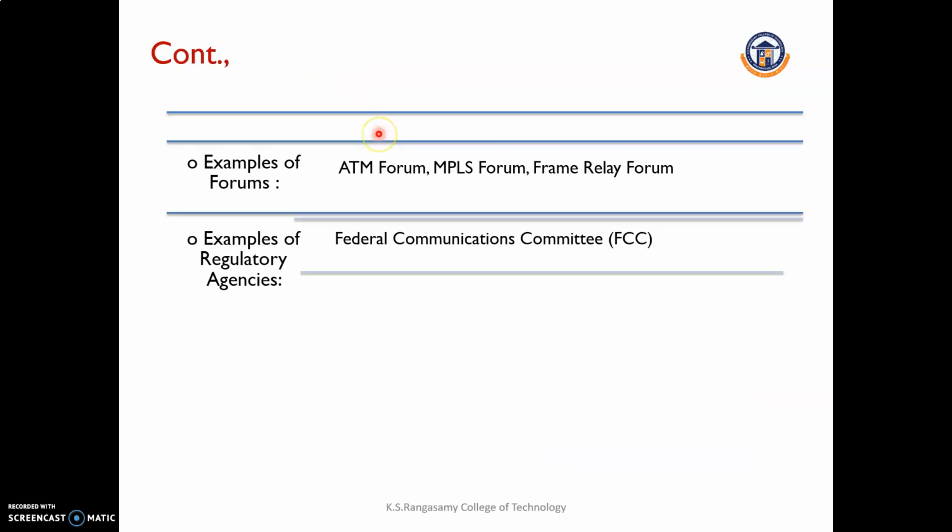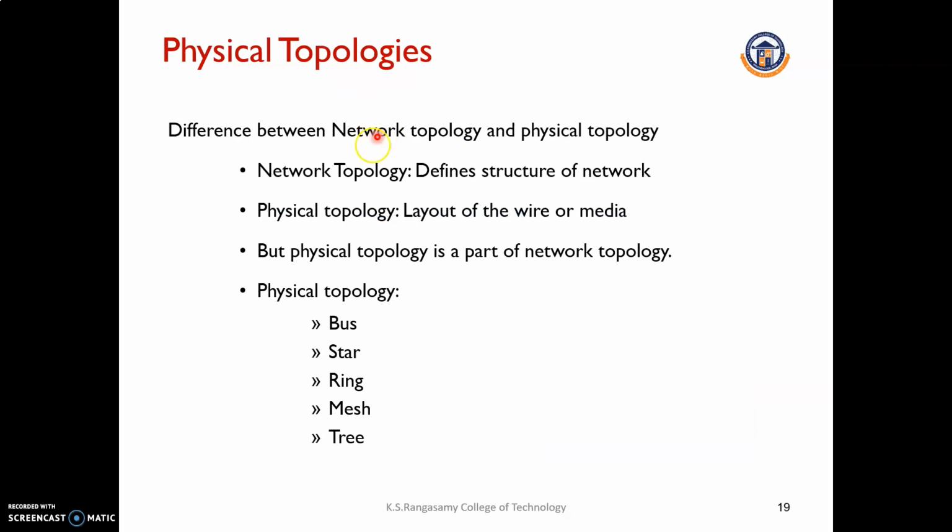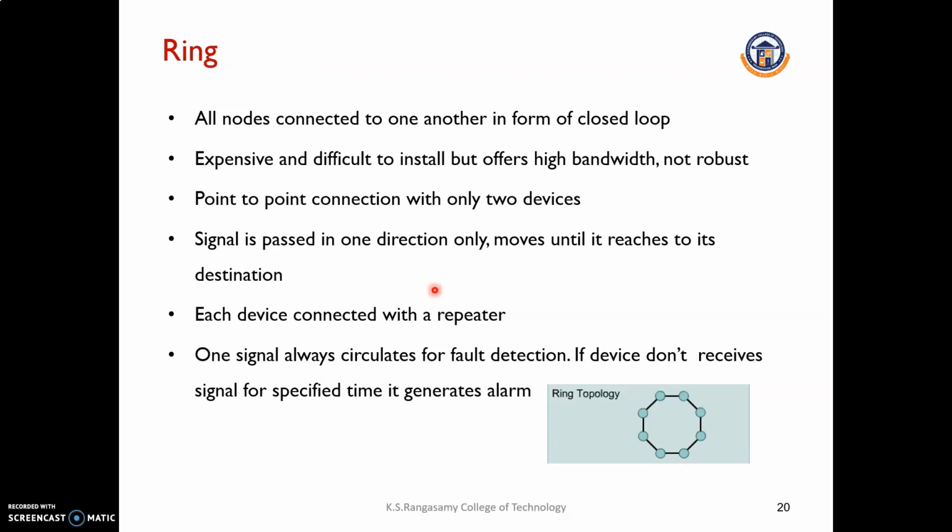Next we see the topologies. Here is the difference between network topology and physical topology. The network topology defines the structure of the network, but the physical topology is the layout of the wire or media. Physical topology is part of network topology. In physical topology, we have 5 types of topologies: bus topology, star, ring, mesh and tree topologies. We will discuss only 2 types of topologies in this discussion.